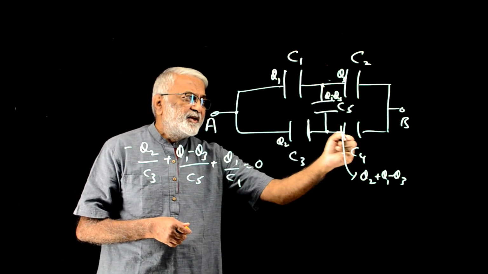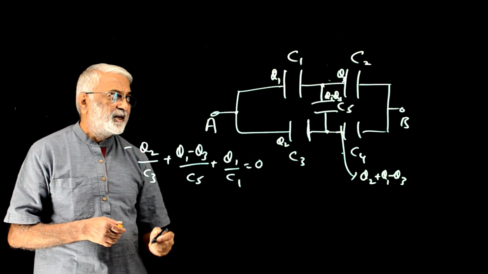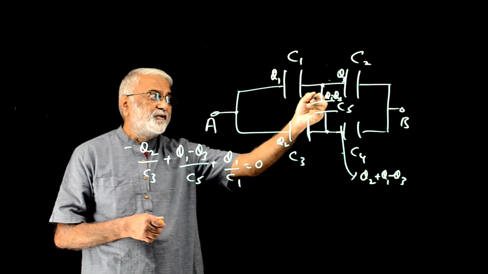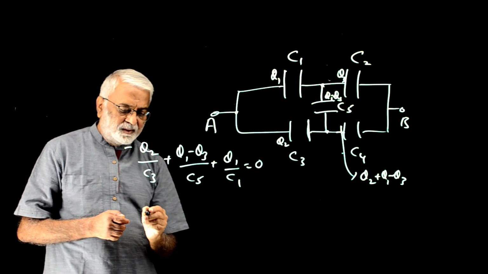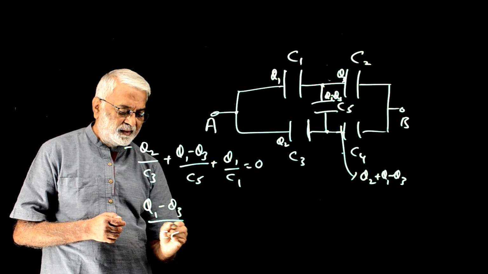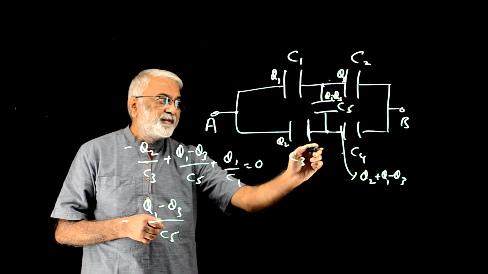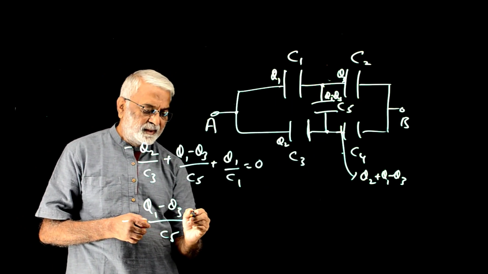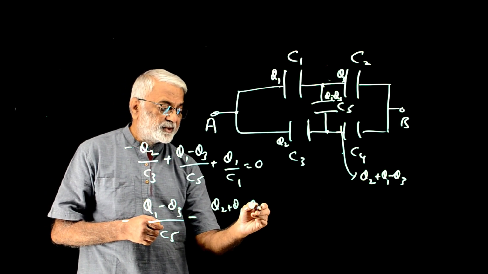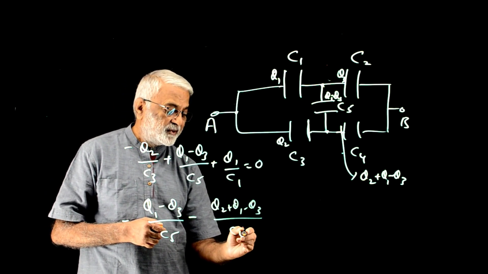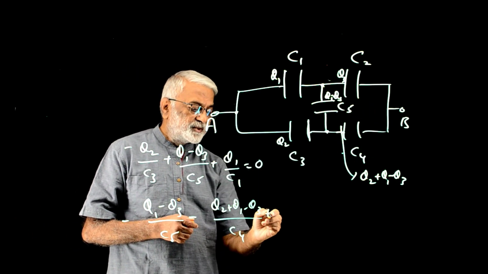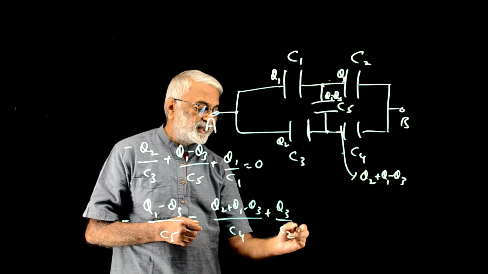We could do something similar here for this path. If you go this way, that's negative, potential is decreasing. We assume that Q1 minus Q3 is positive. So Q1 minus Q3 by C5, the minus sign, that's a decrease. There's another decrease, that will be minus Q2 plus Q1 minus Q3 by C4. Then you're going back to this, so that's an increase, plus Q3 by C2, this adds up to 0.